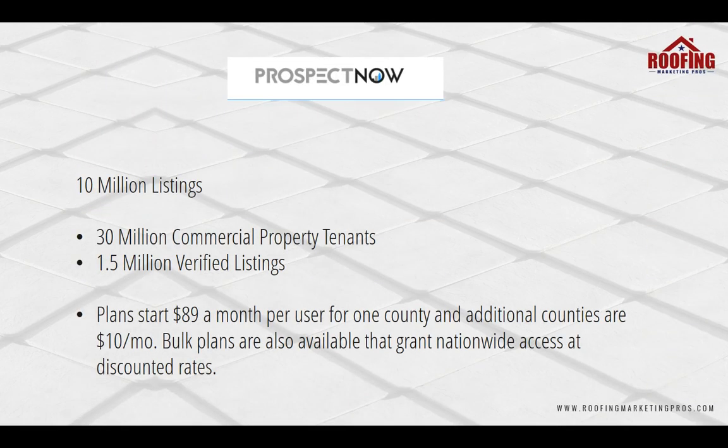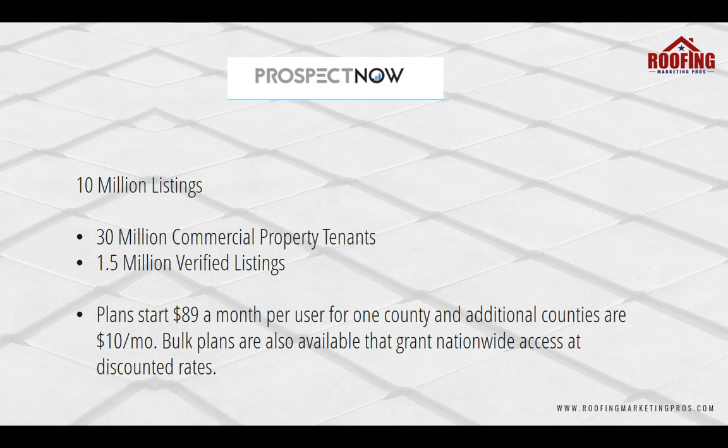The next platform that I want to talk about is Prospect Now. And not many people know this about Prospect Now, but it's been very popular with a lot of roofers that I talk to. There's about 10 million listings in total. They have a list of 30 million commercial property tenants. They have over 1.5 million verified listings. The thing with Prospect Now is that they charge per county, so it's $89 per county and $10 per month for additional counties.